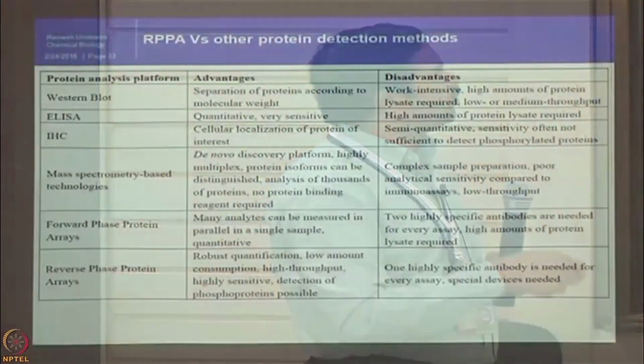But the disadvantages: complex sample preparation, poor analytical sensitivity compared to immunoassays, and definitely lower throughput compared to the array platforms. I will not say that it is no throughput. Compared to array platforms, it is a little lower throughput.